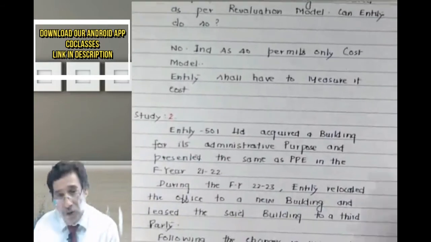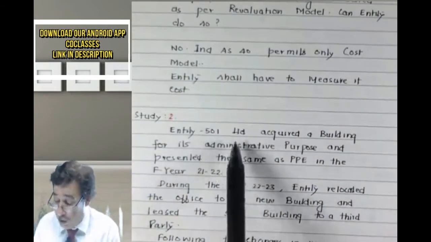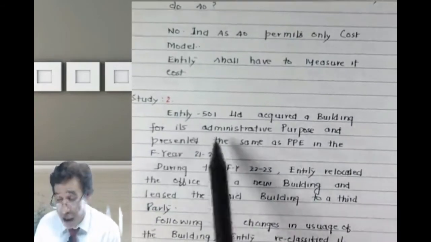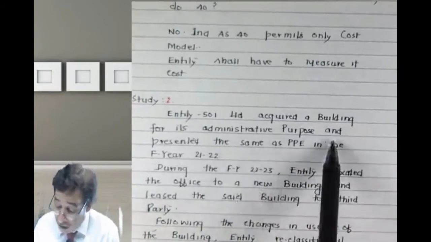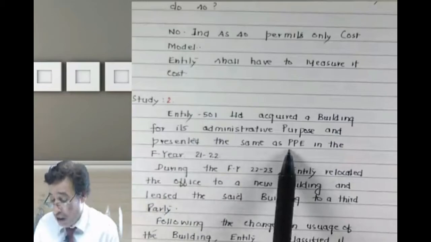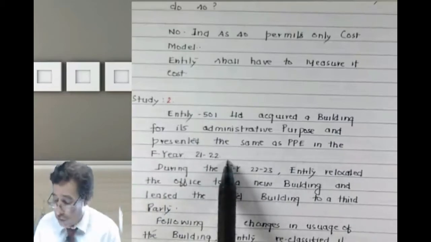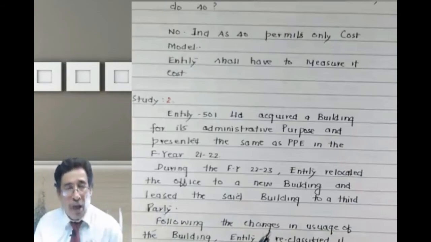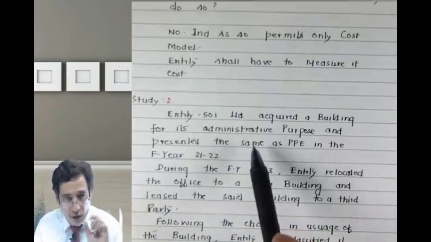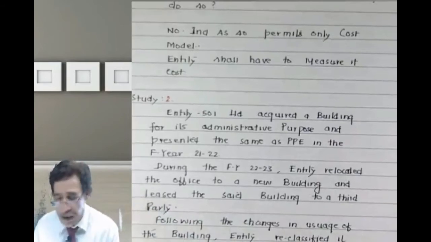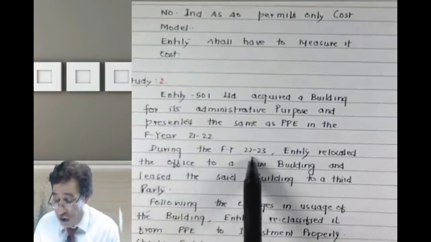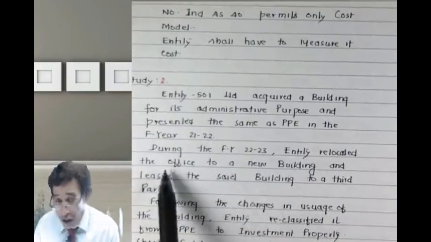Now case study 2, just have a look over here. Entity 501 Limited acquired a building for its administrative purpose and presented the same as property, plant and equipment in the financial year 21-22. As I told you just a moment ago, it means it is an owner-occupied property. This building will be classified as owner-occupied property, and owner-occupied property is simply presented as property, plant and equipment in the balance sheet. During the financial year 22-23, the entity relocated the office.